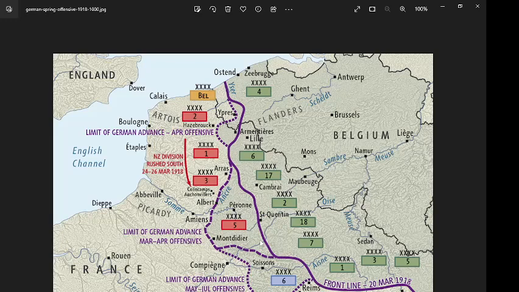And because they shortened their front up, it also means that now they can control their front with fewer divisions, which means now they have more additional manpower available to send back for training, to rest and refit, and available for offensive actions in the future. So that's a very big deal.